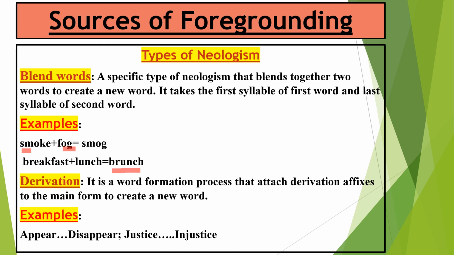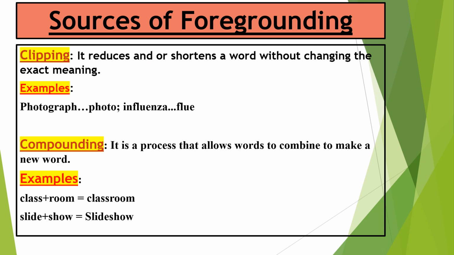Derivation is a word formation process in which we add affixes in order to form a new word. For example, appear, disappear: we have just added a prefix, and after that prefix we have a new word. Justice, injustice, again we have a new word. Or if we add the suffix fy, because these examples are of prefixes, then we could have justify.